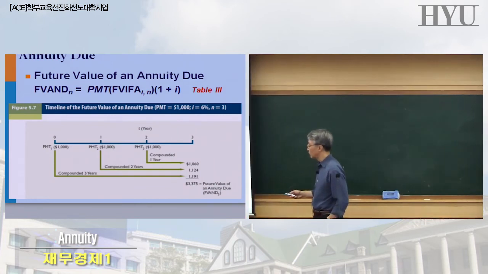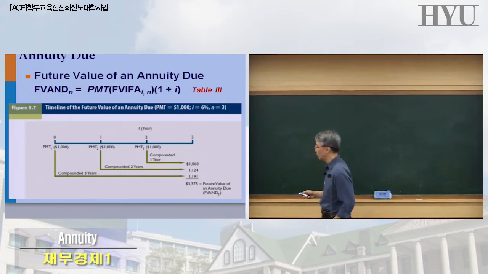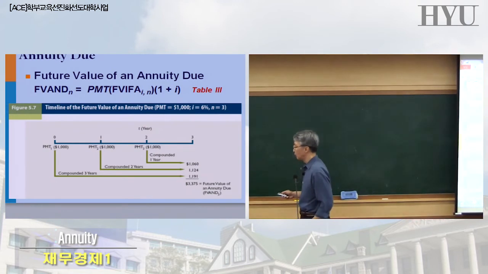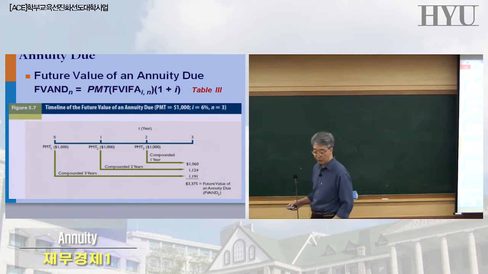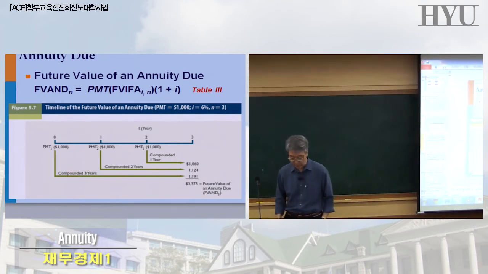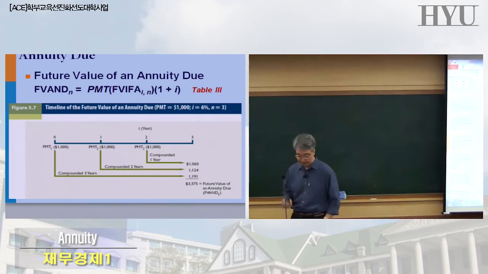Because just like I explained right now, we have 3 payments, right? But 1 payment earns interest for 1 more year compared to the ordinary annuity, right? In the ordinary annuity, the last payment does not earn interest, okay? But in the annuity due, you earn a little more interest, okay? So the future value should be a little bit larger than the ordinary annuity case, okay? Does it make sense? Okay?